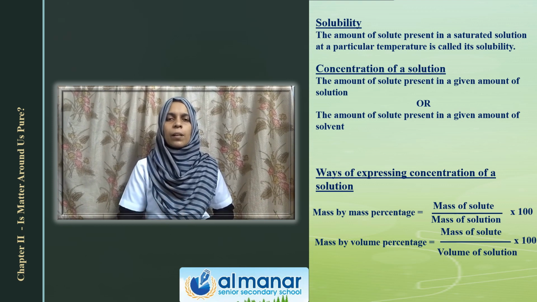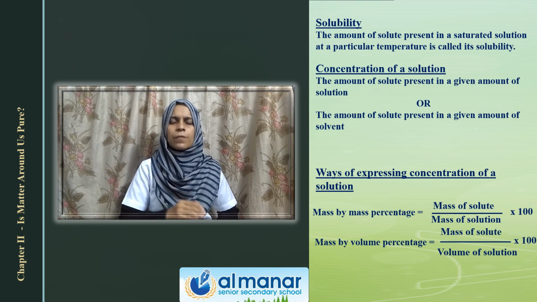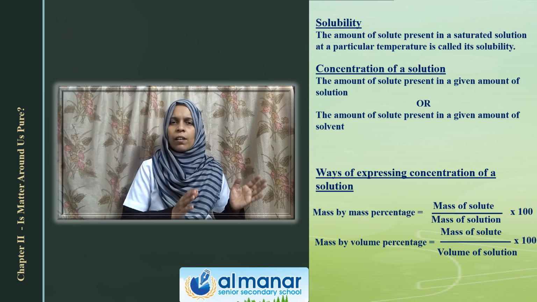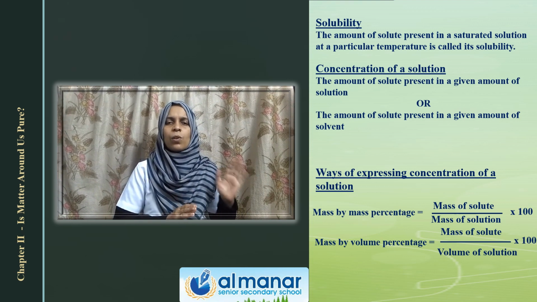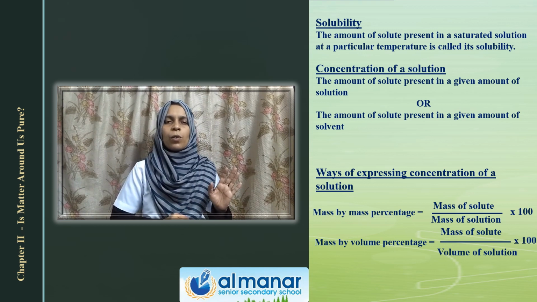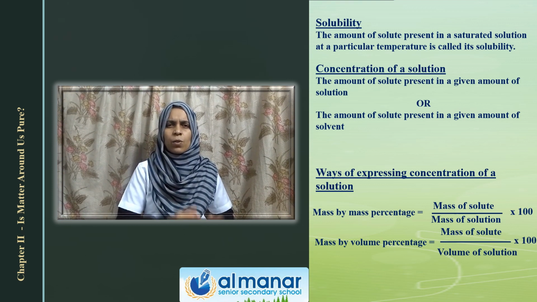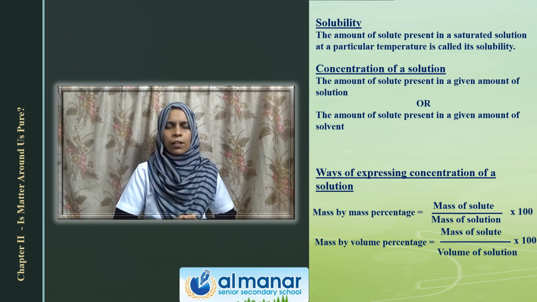But if we increase the temperature, it can dissolve more sugar, and this varies for different substances. So another term that we learned is solubility. What is solubility? Solubility is the amount of solute present in a saturated solution at a particular temperature. So solubility shows the maximum capacity of a solution, right?